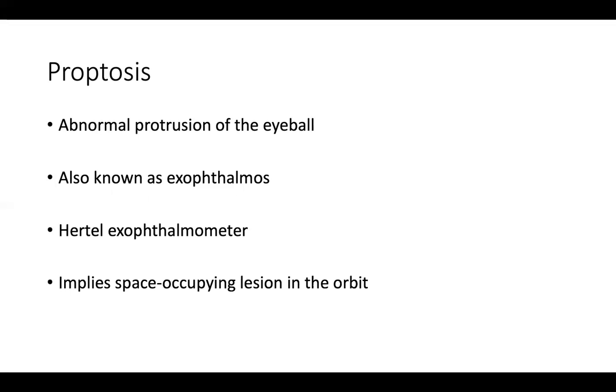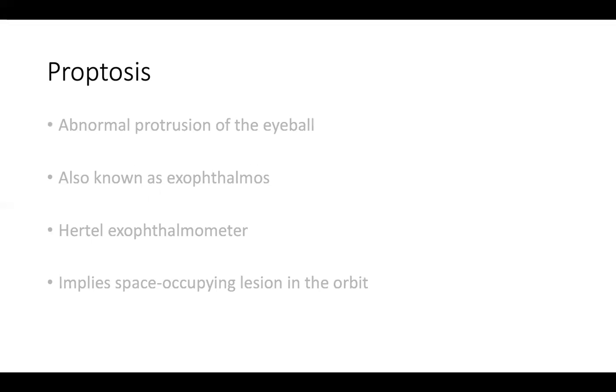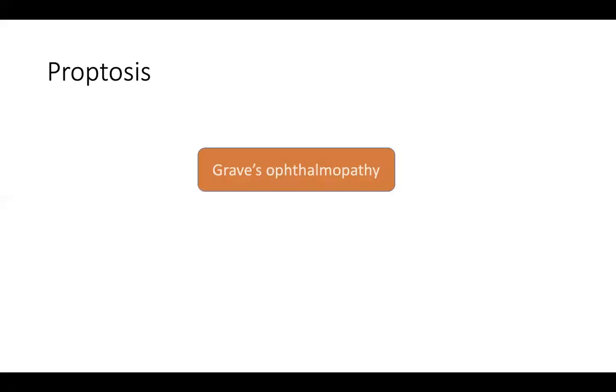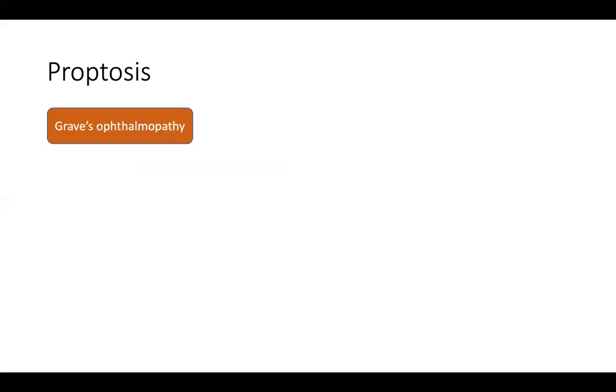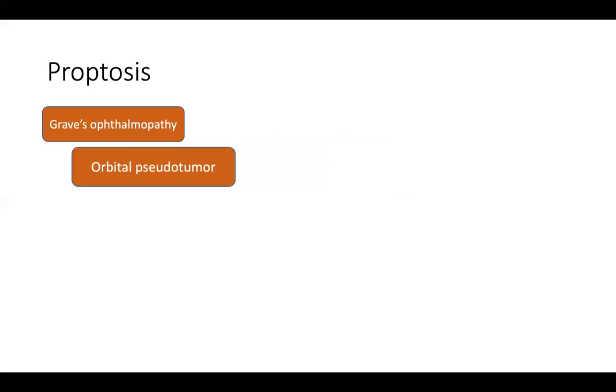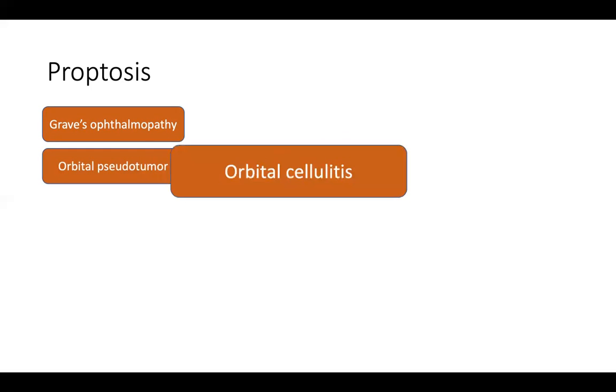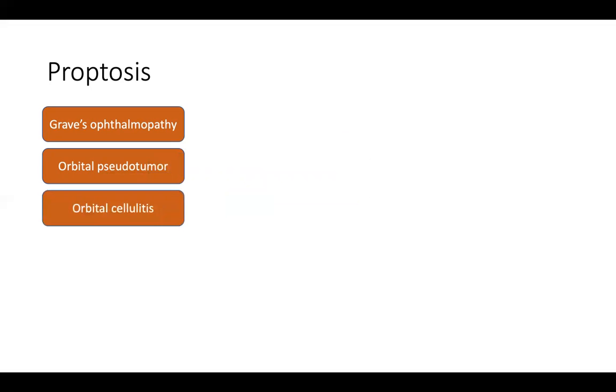The development of proptosis implies a space-occupying lesion in the orbit and usually warrants a CT or MR imaging. In this set of slides, we will discuss 5 etiologies, namely Graves' ophthalmopathy, orbital pseudotumor, orbital cellulitis, tumors, and carotid cavernous fistula.